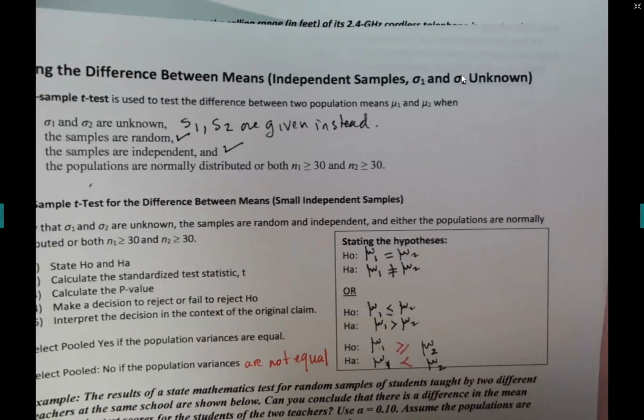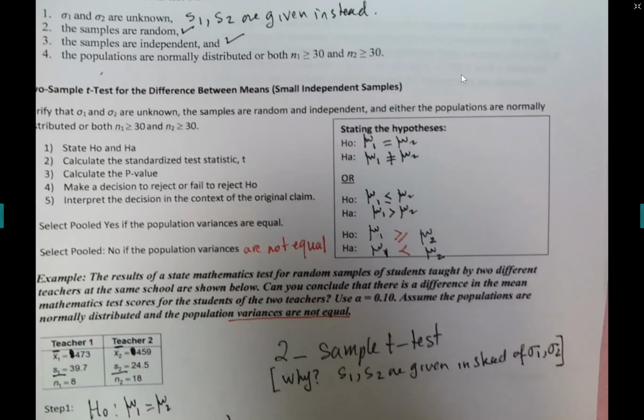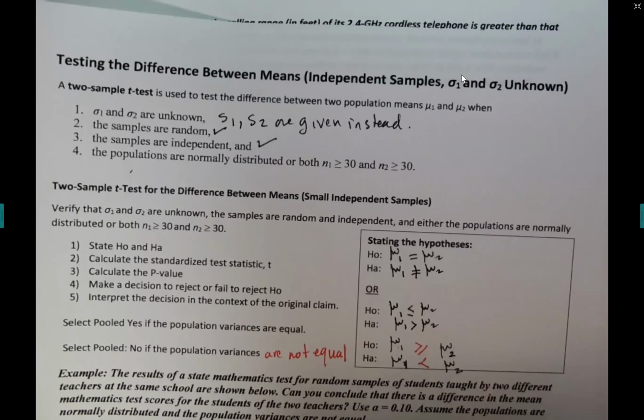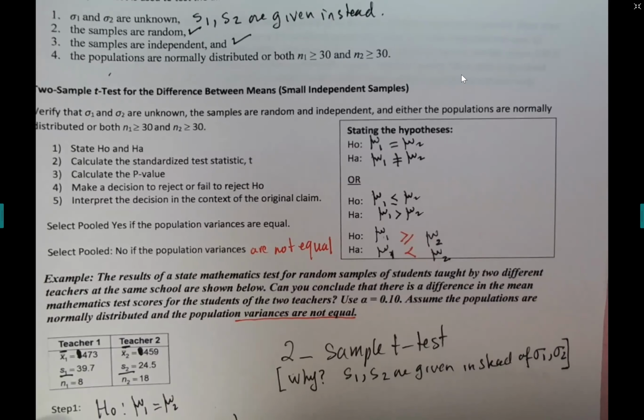A manufacturer claims that the call-in range in feet of its 2.4 gigahertz cordless telephone is greater than that of its leading competitor. Probably I should get rid of the question because nobody uses those 2.4 cordless phones anymore. So which hypothesis will I use, guys, from the first sentence? What is it gonna be? First, second, or third? It says they claim that their call-in range is greater than that of their competitor. Third.